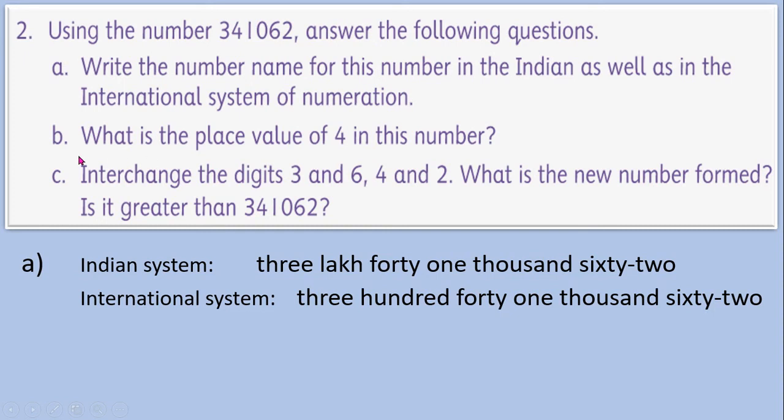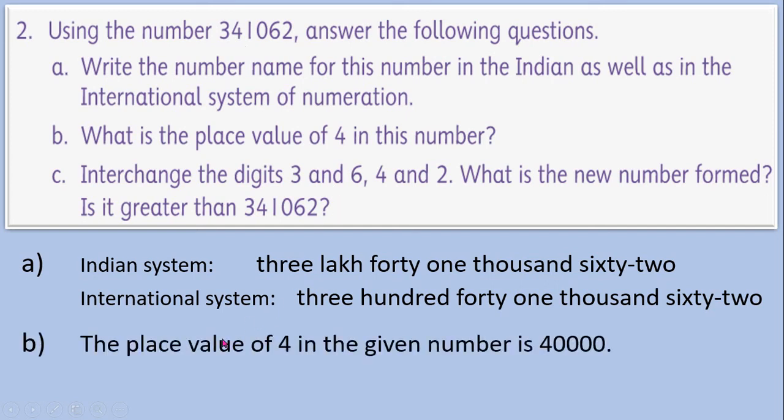Now let us move on to question B here. What is the place value of 4 in this number? In this number means in the number given above here. So let us answer this. The place value of 4 in the given number is 40,000.